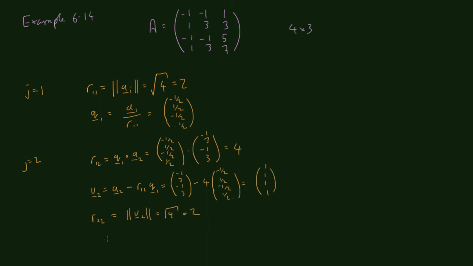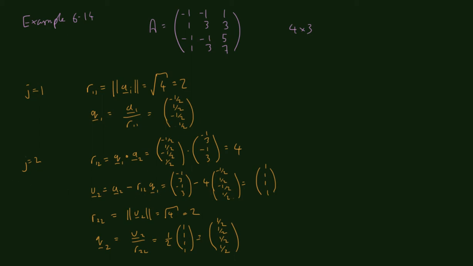And therefore that gives us Q2, which is U2 over R22. So that's going to be 1/2 times whatever U2 was. That was all the ones. So that's going to be a half, a half, a half, and a half. Okay, so that's the first 2 columns done.